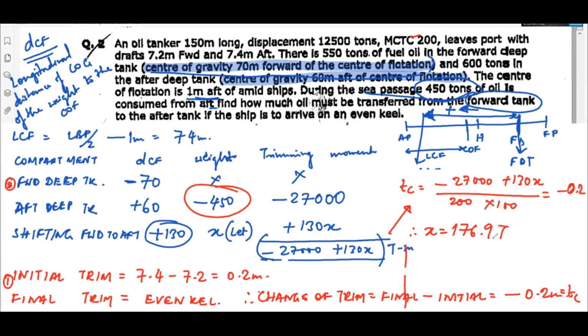So all the other information that is given is all useless, basically. 550 tons of fuel oil in this tank and that tank and all that. Are we okay, guys? Any doubts? We'll take a break for 10 minutes then.